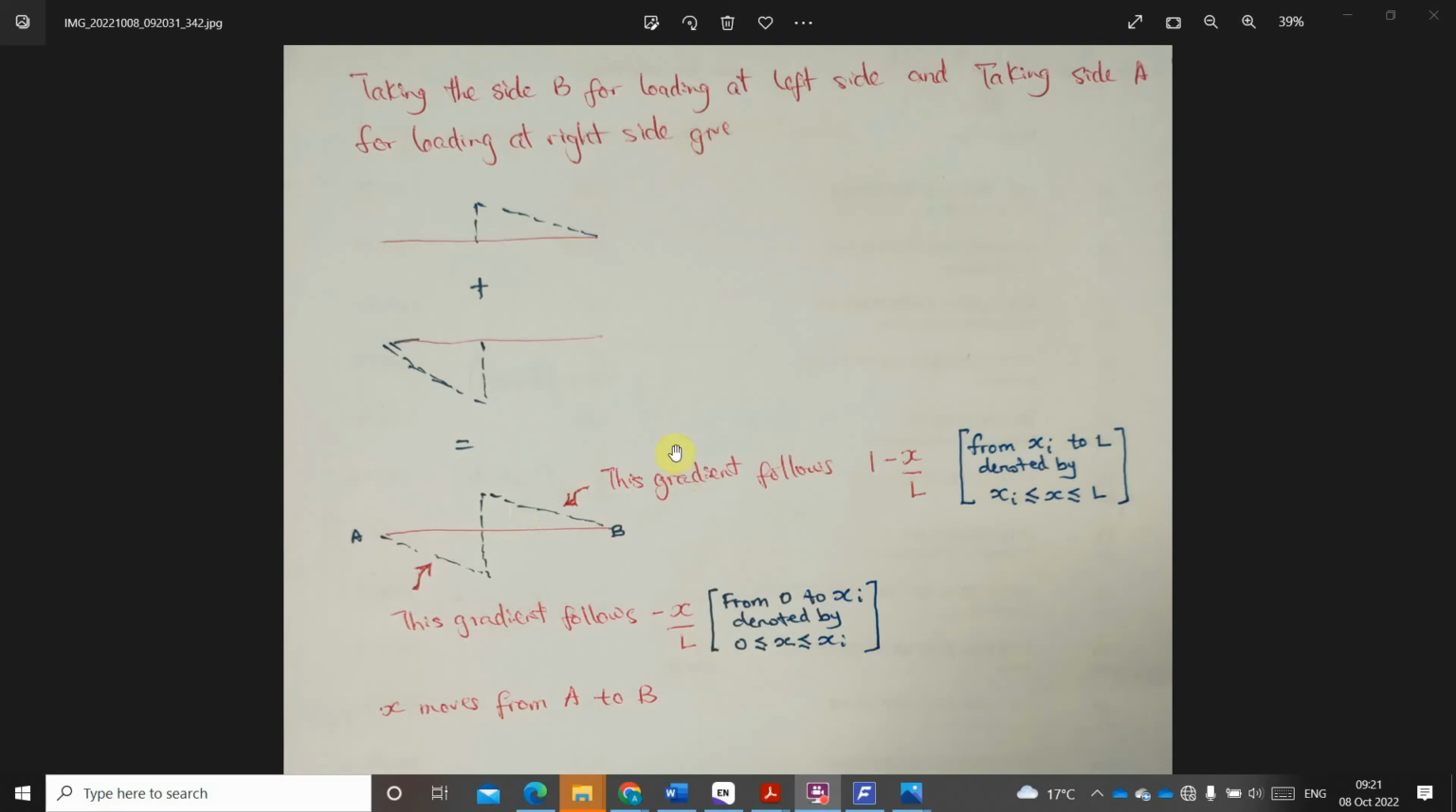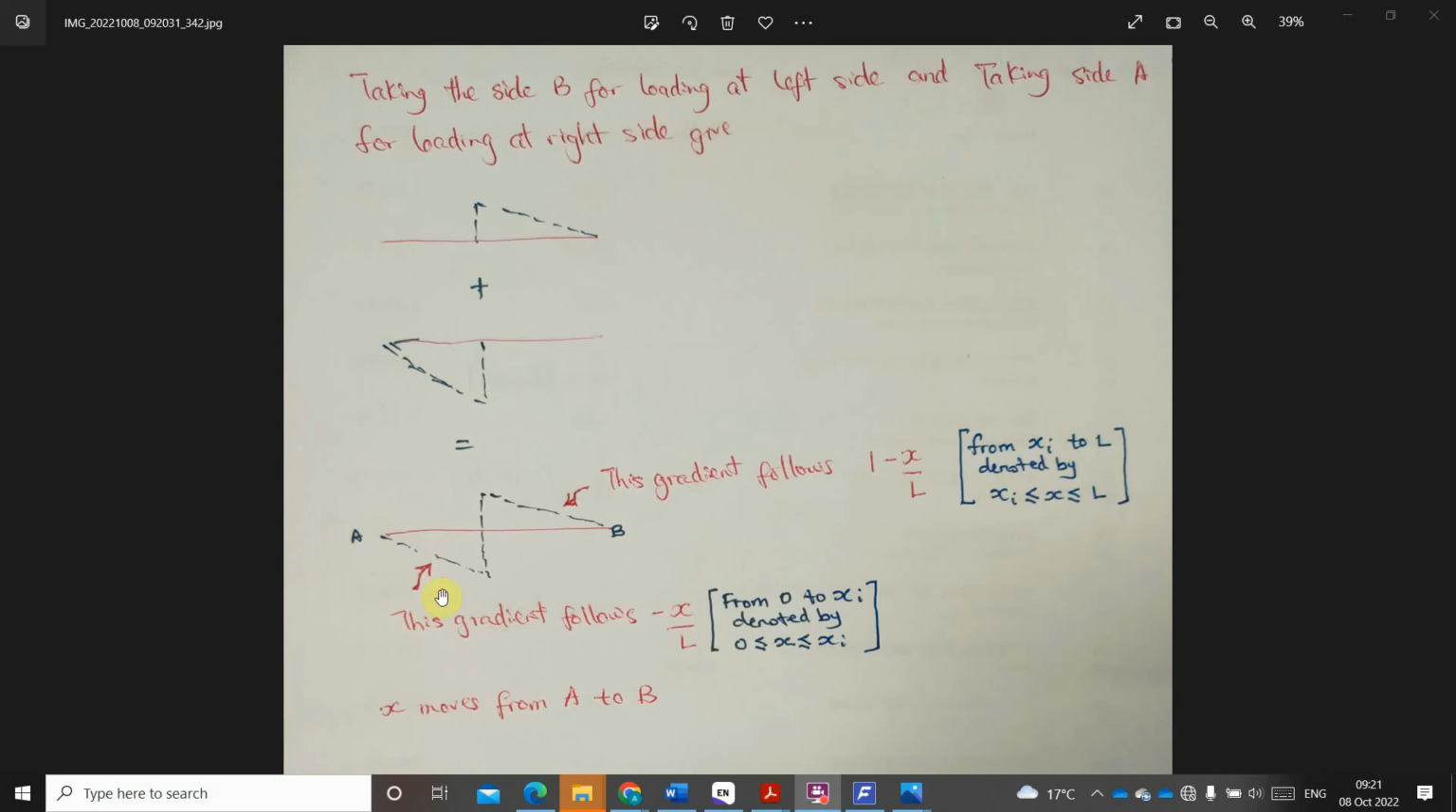Now, the gradient for this particular portion of this diagram follows our 1 minus x over L, and the gradient for this follows our minus x over L. So as x moves from A to B, this is what is going to follow. Now, mind you, if we are considering this, then our distance is from xi to L, which is denoted with xi less than or equal to x, which is less than or equal to L.